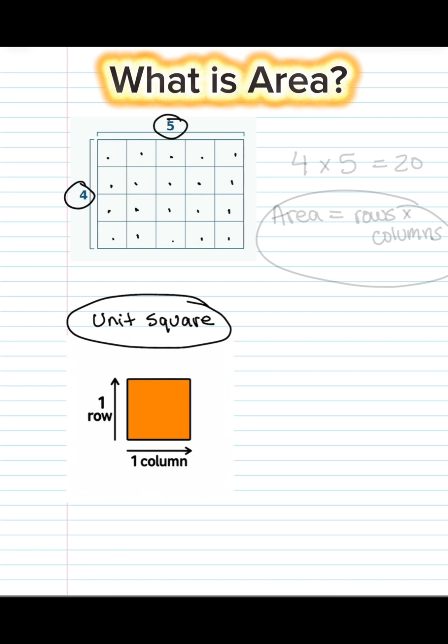But we know from our video on arrays that the equation for this is 4 by 5, 4 multiplied by 5 equals 20. So we don't need to count the individual squares, although essentially that's what we're finding when we calculate the area. We're finding the total number of squares that covers our shape.